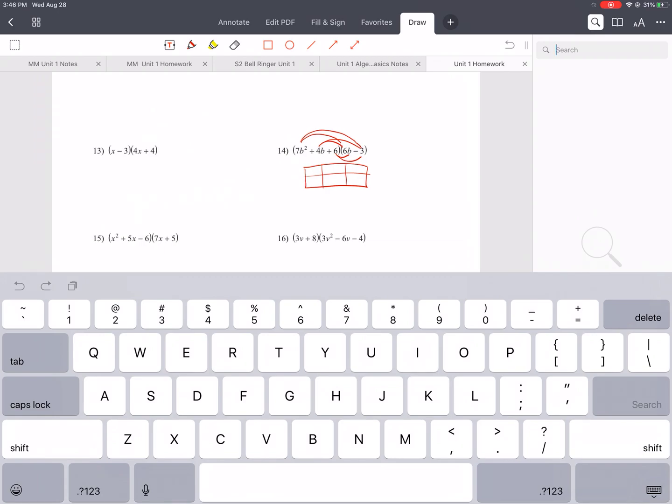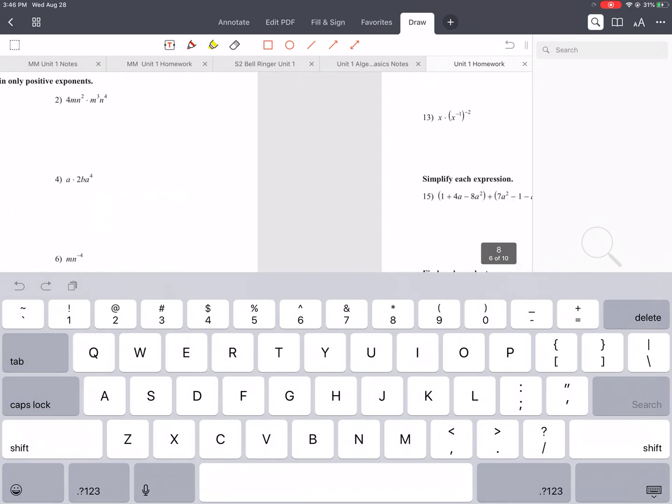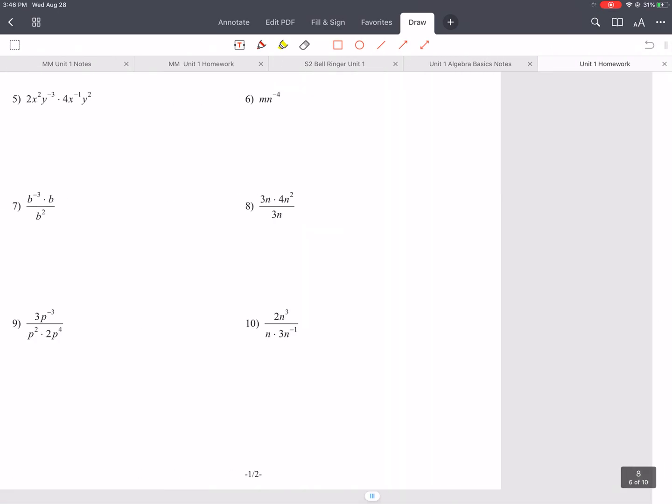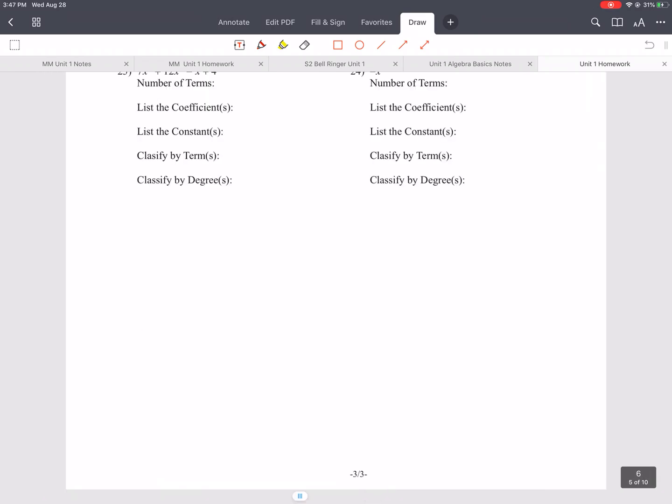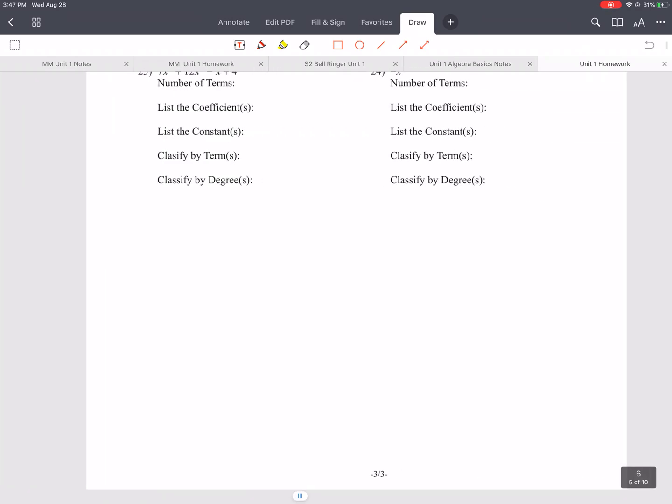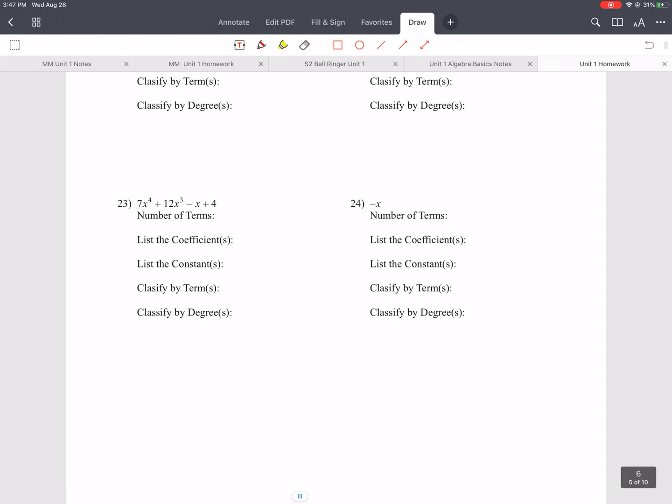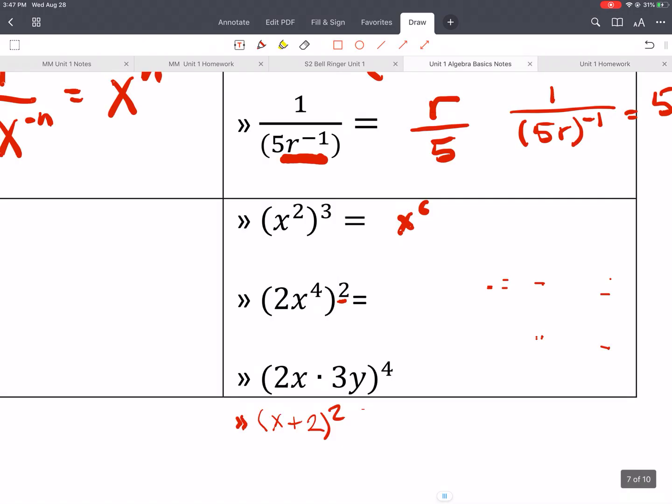I think my pencil's dying. Hang on. I'll give this a shot. Where are we? This is the homework. It's just switching all over the place. Is it still working?